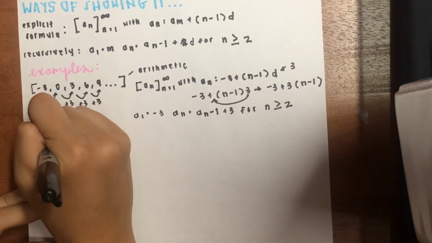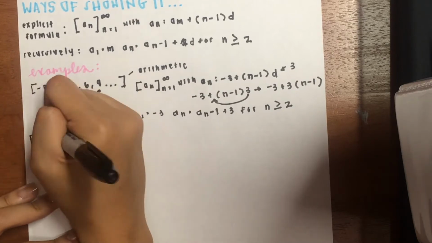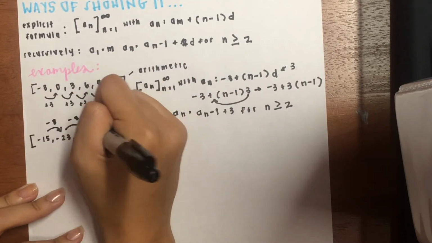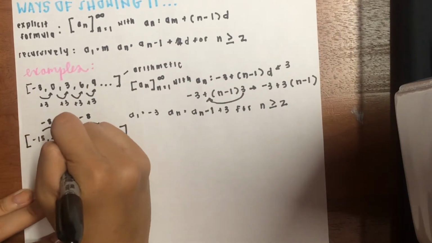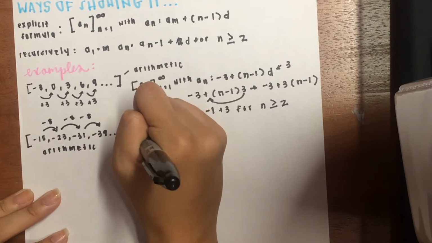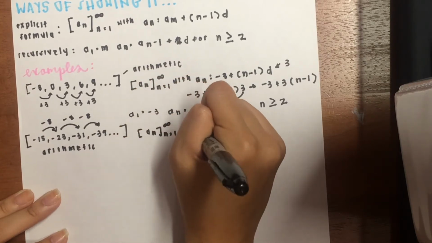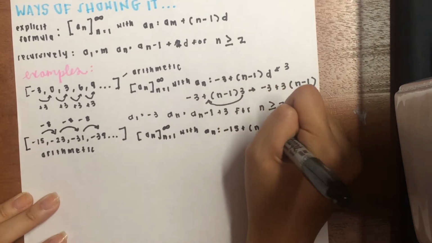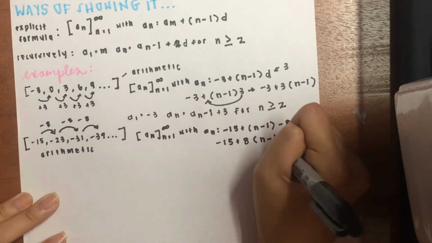Our next example is -15, -23, -31, and -39. There is a difference of -8 between all of those numbers, which shows that it is arithmetic. We can write this in the explicit formula by n equals 1 goes all the way up to infinity, with a_n equals -15 plus (n minus 1) times -8. We can rewrite that to -15 minus 8 times (n minus 1).